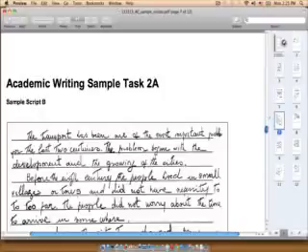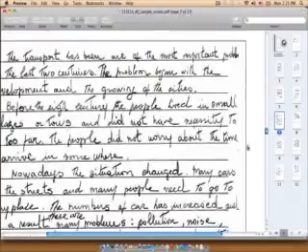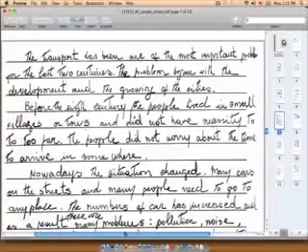Okay, let's just zoom in here a little bit. Now this first essay that we're going to read together, I'm not sure if you can see it clearly. You might just have to listen to me read it. So this is a student that scored a band 6.